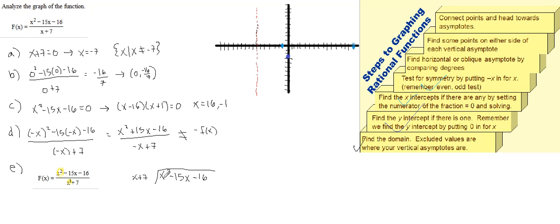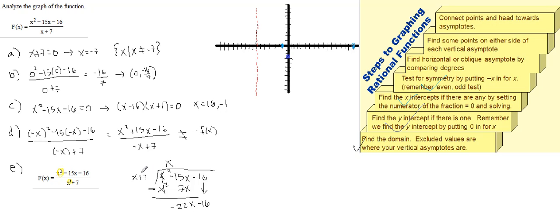We put the numerator inside the division sign and the denominator on the outside. Start with this x and ask, what can I multiply x by to get x squared? You'd say x. Then we multiply that through. x times x is x squared. We multiply it by the 7 as well: x times 7 is 7x. Then we subtract everything, so these cancel. Negative 15x minus 7x is negative 22x. Bring down the negative 16.